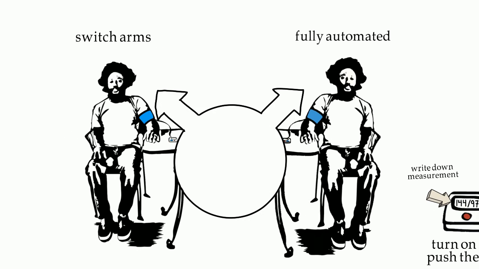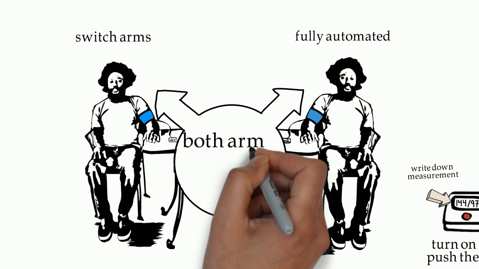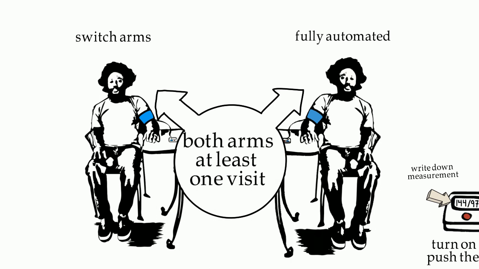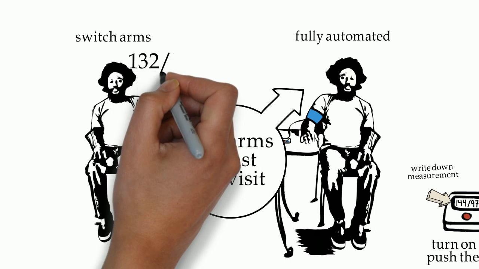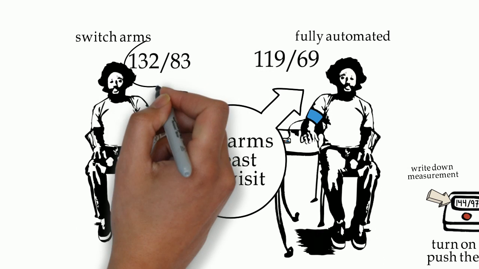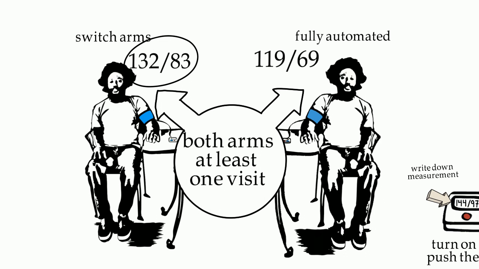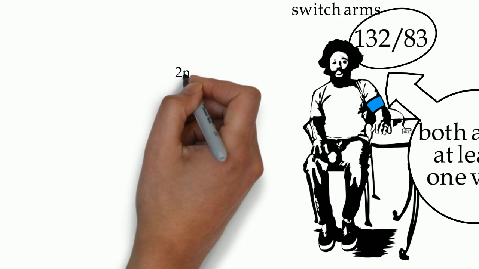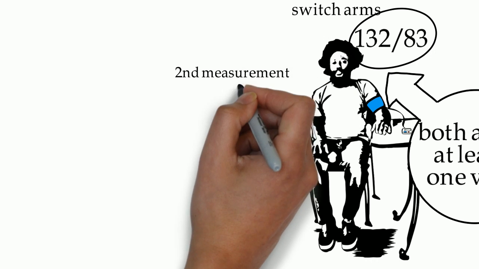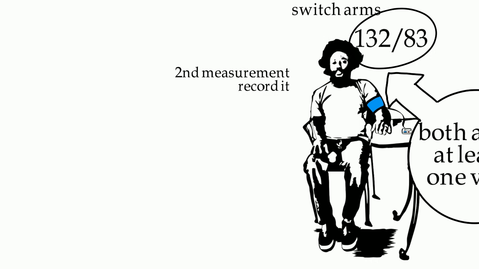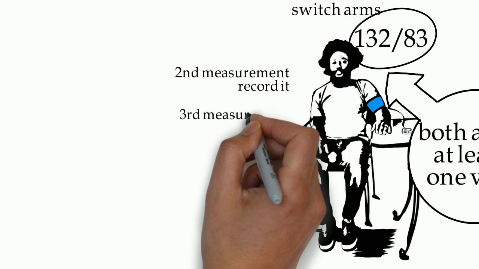Blood pressure should ideally be measured in both arms on at least one visit, and if one arm has a consistently higher pressure, the arm with the higher readings should be subsequently used for blood pressure measurement and interpretation. Once you know which arm has the higher blood pressure, take a second measurement from that same arm and record that reading as well. Then take a third reading.